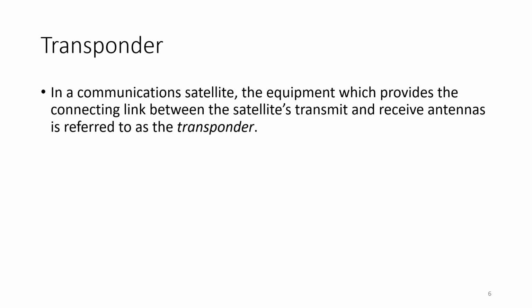Next, moving on to what is meant by a transponder. In a communication satellite, the equipment that provides the connecting link between the satellite's transmit and receive antennas is referred to as a transponder. It provides a pathway between the satellite's transmitter and receiver. So the space segment consists of the satellite along with the ground components to make the communication effective between the ground station and the satellite, and the transponder paves a path between the transmitter and receiver antennas.